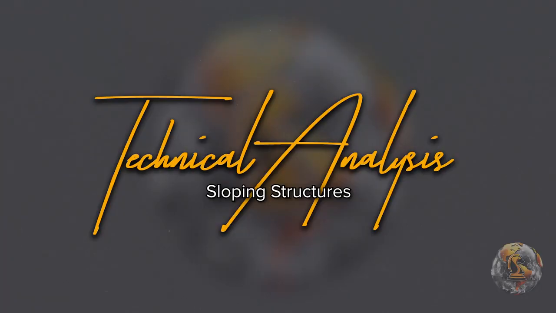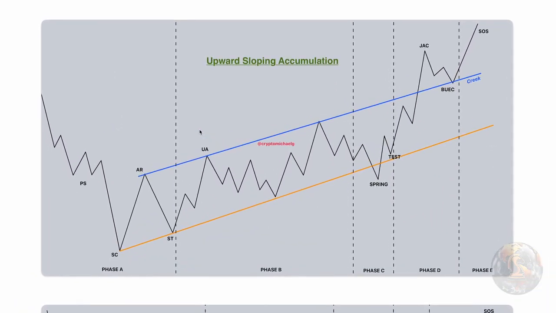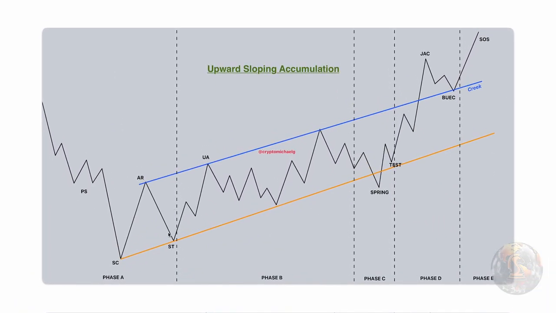So here we have the 4 main sloping schematics. And I'll zoom in on each one and talk about them one at a time. We have an upward sloping accumulation, right? So instead of it going sideways and giving you the nice spring that you want and all the different terms that we've talked about, this is where it accumulates in an upwards manner.